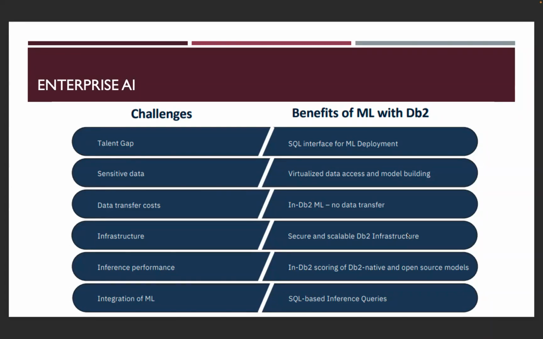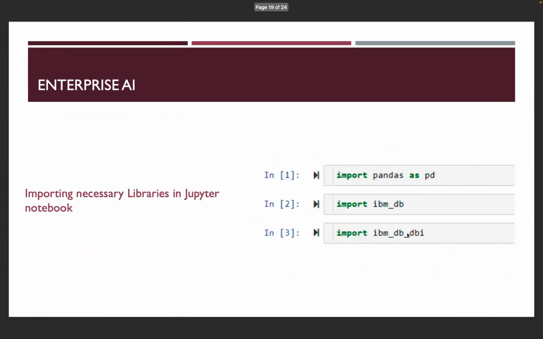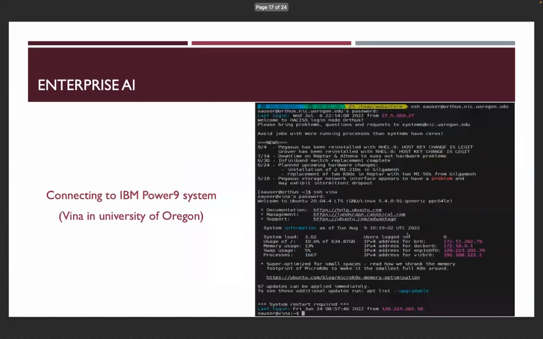So basically, these are the challenges we face with regular ML models and the benefits of using DB2. We have data transfer costs while we use regular ML models, whereas in DB2 there's no data transfer. And infrastructure is a big problem when you are using regular ML models, but DB2 is secure and scalable. Yeah, that's about it. So Mr. Shiva will be taking over from here.